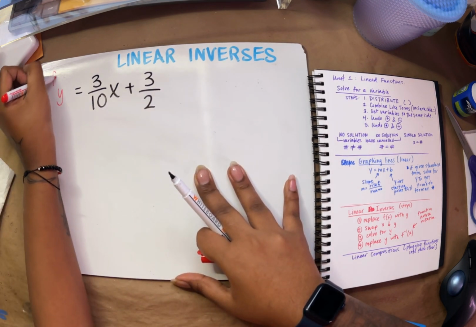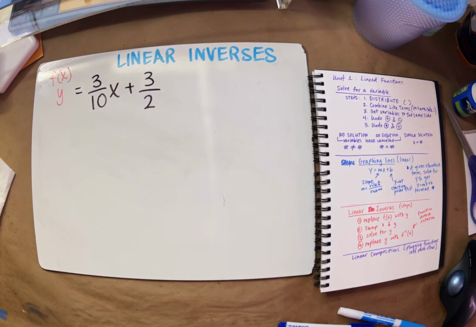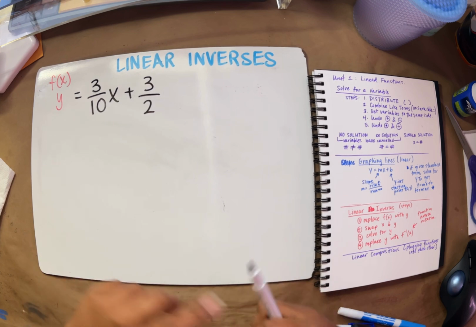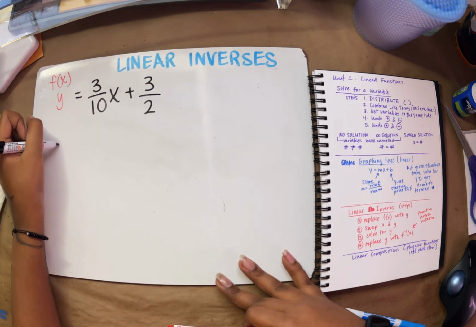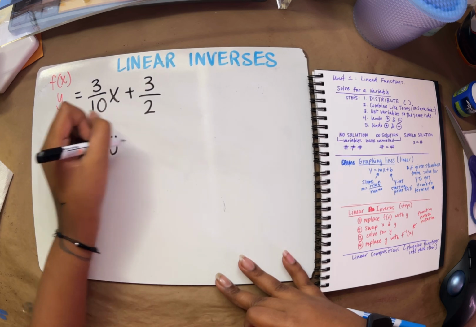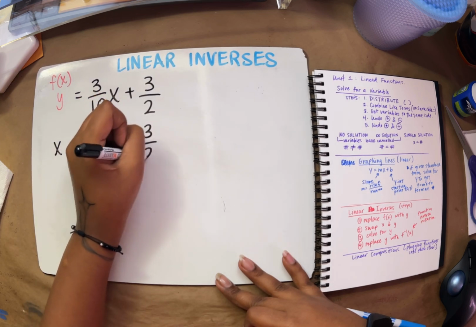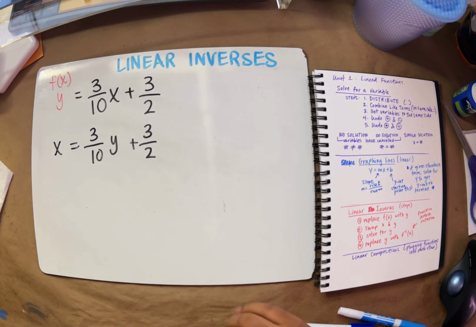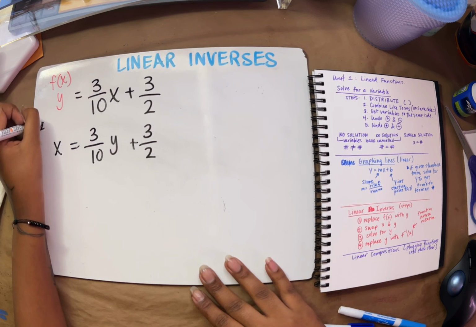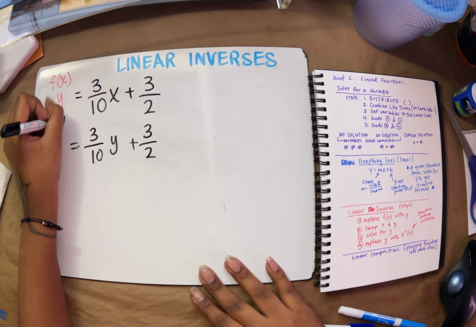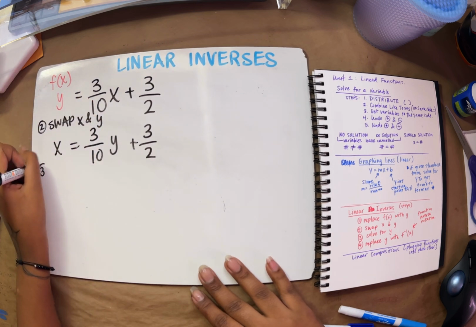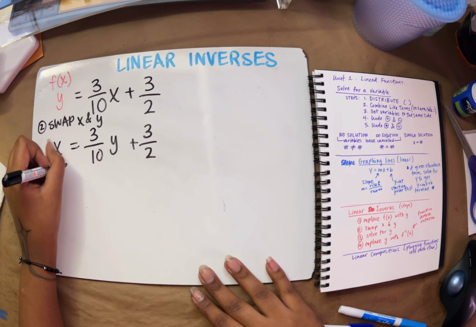I'm going to remember f of x. I'm going to just put it upward so I don't have to rewrite the whole thing. F of x, same thing as my y. I'm going to now swap my x and y. So I have x is equal to 3 over 10 y plus 3 over 2. Now that I'm here, I want to get y by itself. A reminder, this was my step 2, which was swap my x and y. Step 3, solve for y.